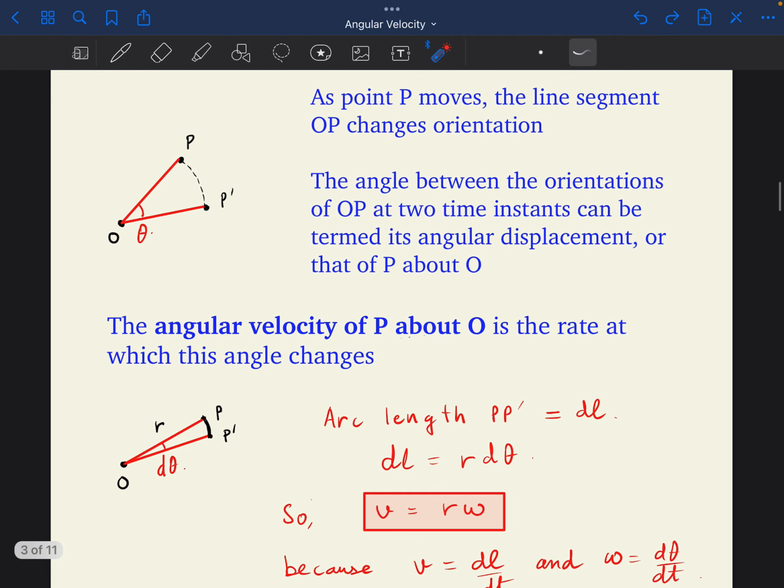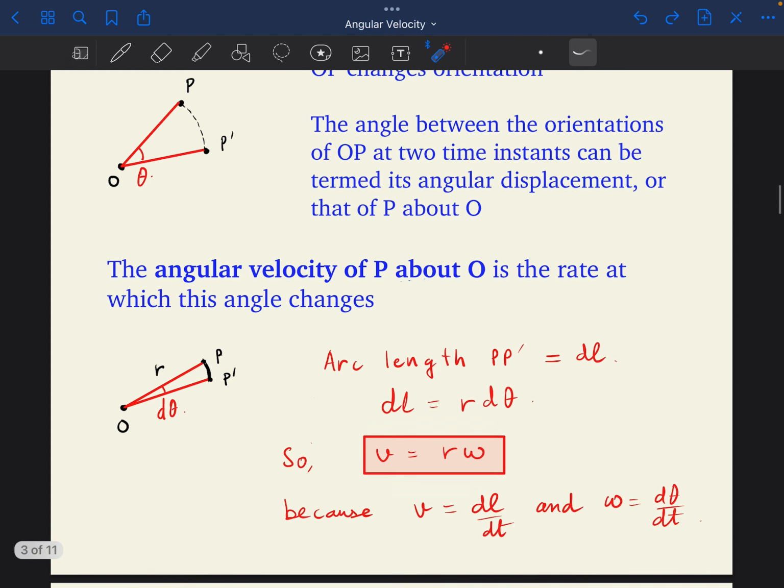Then we come to angular velocity. Angular velocity will then be the rate at which this angle theta changes. So this angle theta will grow as the point P moves. As the point P moves around in a circle, the line segment will keep changing orientation. So from its initial position, this angle will keep growing, and the time rate at which this angle grows is the angular velocity. That is why the terms are chosen like this. It makes perfect sense to call the rate of change of angular displacement the angular velocity.